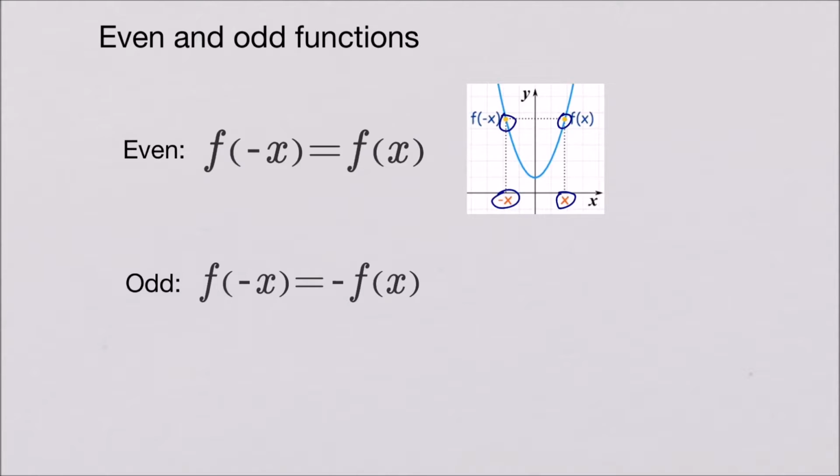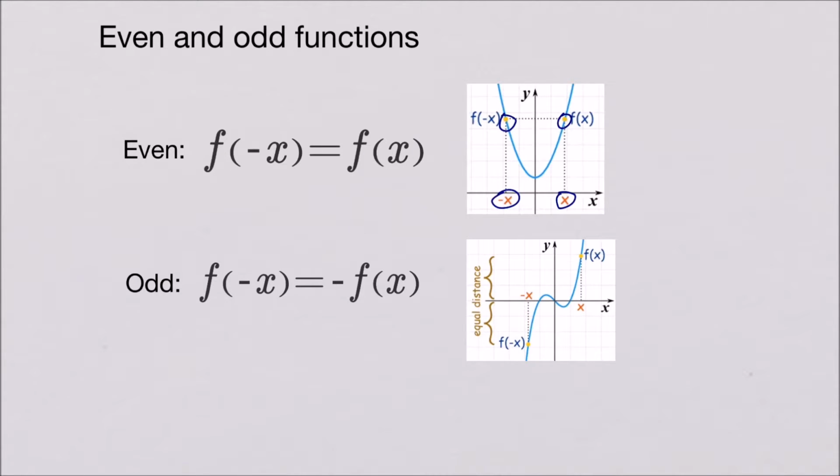For the definition of odd, we have f of negative x equals negative f of x. So again, thinking back to the symmetry around the origin, anytime that we plug in a negative x into our equation, we're going to get the opposite value of what we had when we plugged in x. So if we plug in x and we get a value of 2, when we plug in negative x, we're going to get a value of negative 2. Here's a graphical representation of this.